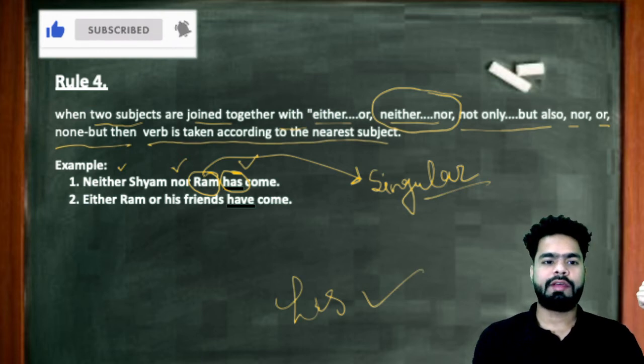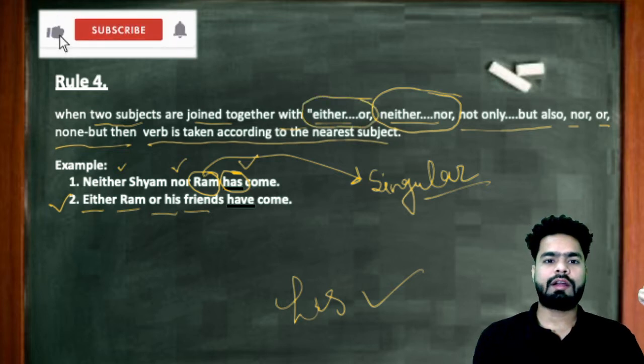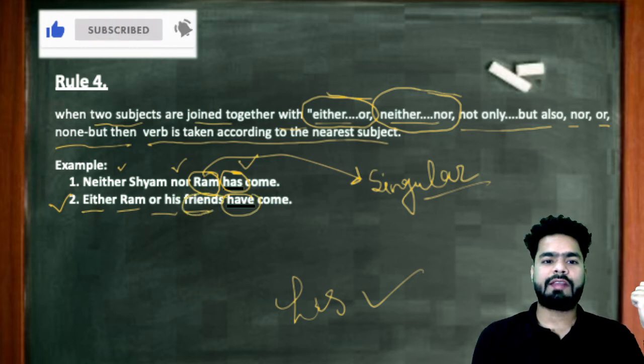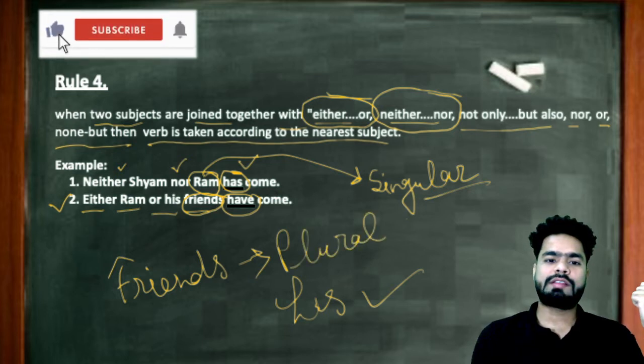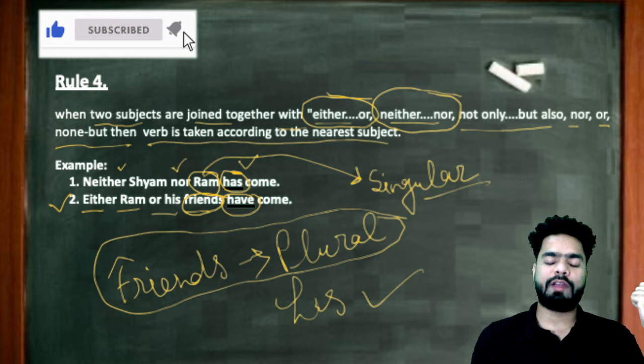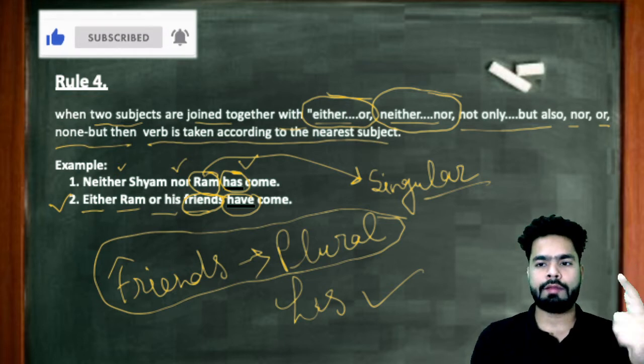Clear? Next, example 2. Either Ram or his friends. Either or. Either or takes the nearest subject, and the place of verb is here and the nearest subject is here, that is friends. And friends is what? Plural. Because our nearest subject is friends and friends is plural, our nearest subject is plural.